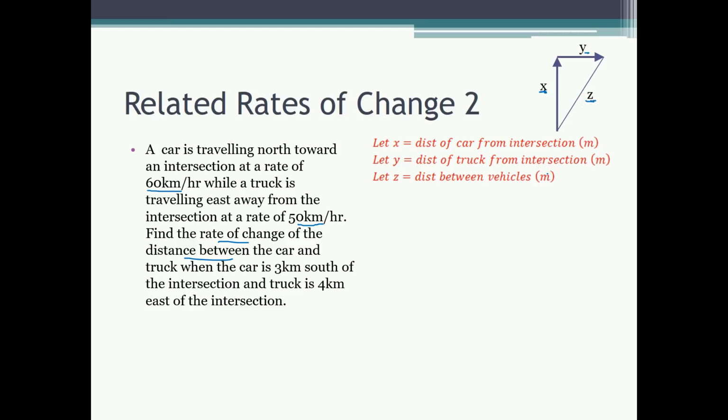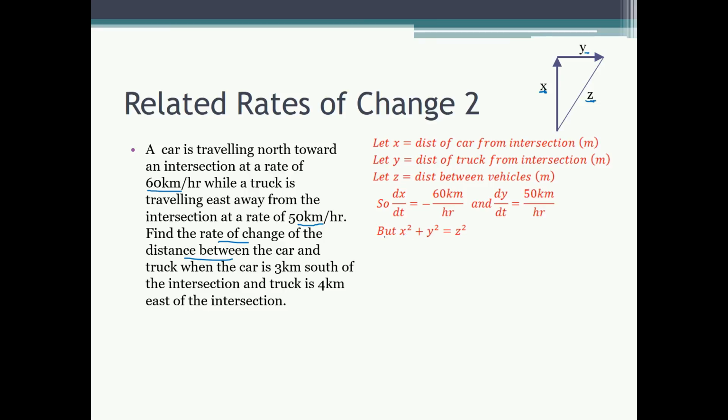Now, before I can get a relationship between the 3 rates of change, I want to come up with a relationship between the 3 values themselves, and that's fairly obviously going to be Pythagoras' theorem. So what we've got so far are these two. dx/dt is negative 60 kilometres per hour because x is getting smaller. dy/dt is 50, and that's just coming from the problem. We have x squared plus y squared is z squared, which is Pythagoras' theorem in terms of the distances.